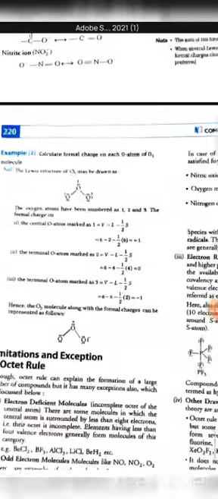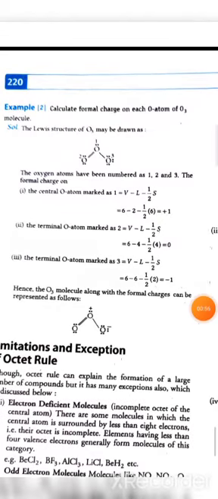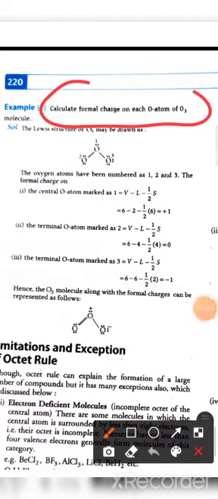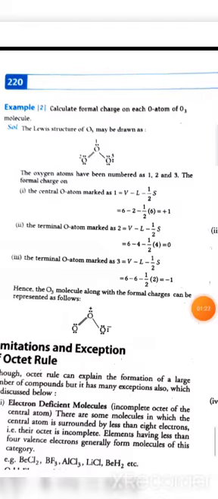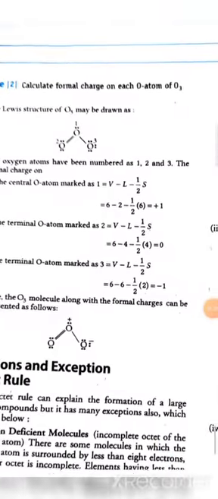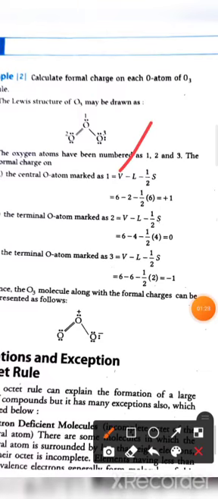For example, the calculation of formal charge on each O atom of the O3 molecule. So this is the O3 molecule. Before solving this question, you should draw the structure. You should know the structure of that molecule. Here Fc is equal to V minus L minus half S. This is the formula. Now the valence shell of oxygen is 6, so you can write 6 here. The lone pair present on the oxygen is 2.